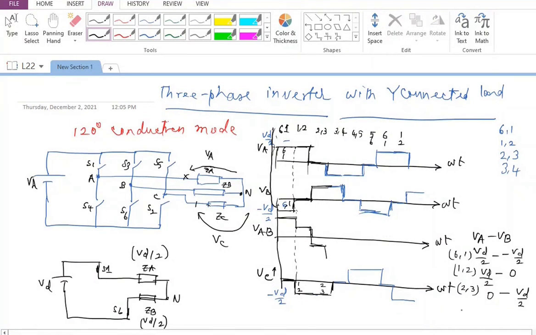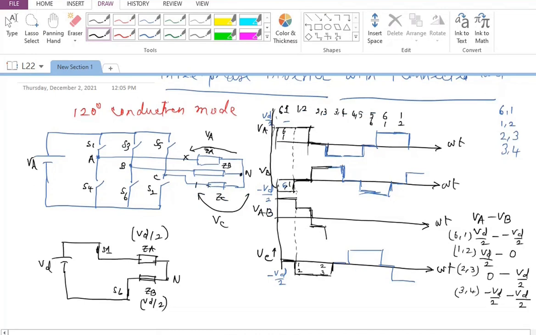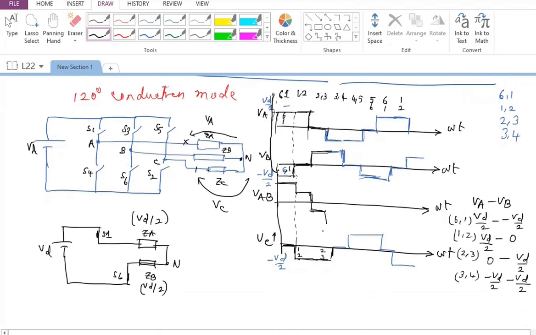Then I will have 3 and 4 conducting, which will come out to be this is minus VD by 2 because 4 is conducting and 3 is plus VD by 2. So minus VD by 2 minus VD by 2. So this will be minus VD. So I will have a waveform somewhat like this. This is going to turn up like this. So this is the kind of waveform I'm going to have for VAB.